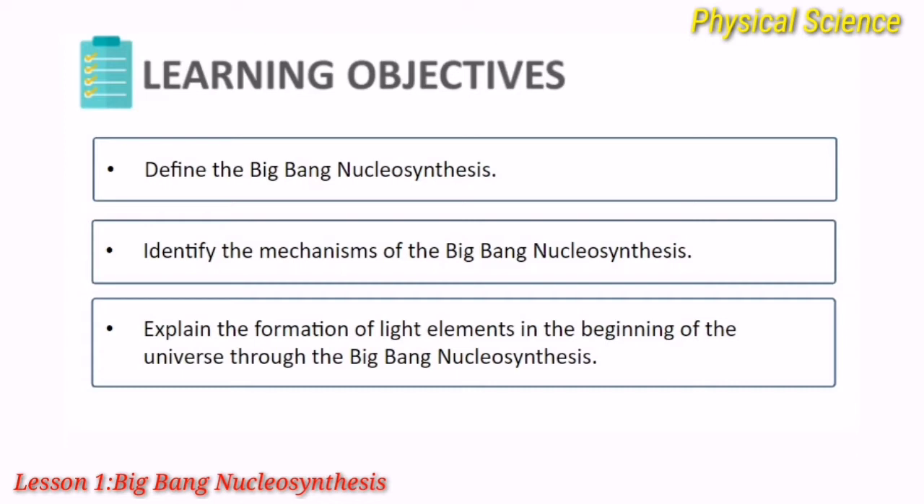Here are the things that we should learn by the end of this lesson. First, define the Big Bang nucleosynthesis. Second, identify the mechanisms of Big Bang nucleosynthesis. Third, explain the formation of light elements in the beginning of the universe through the Big Bang nucleosynthesis.